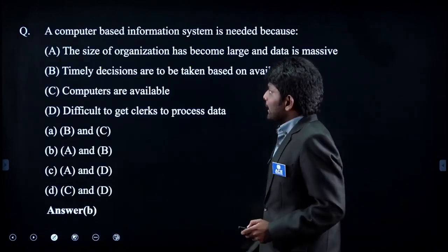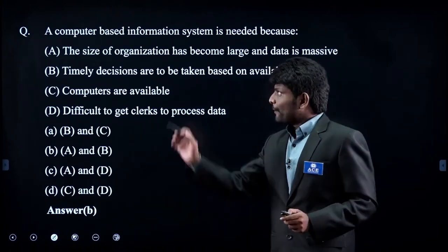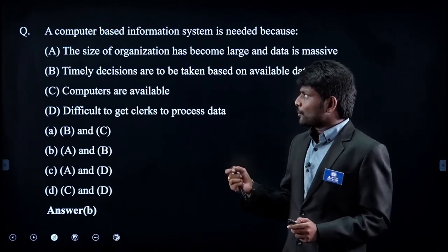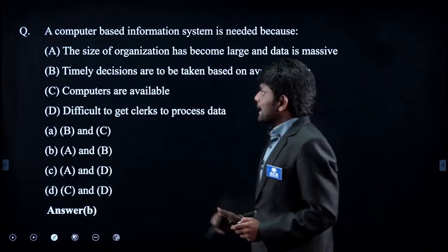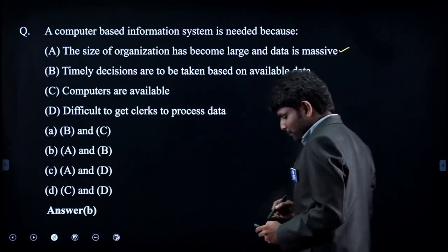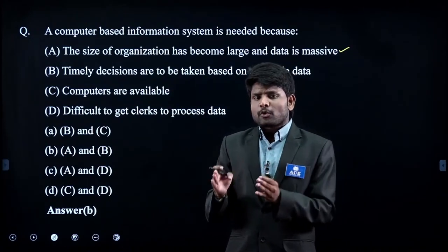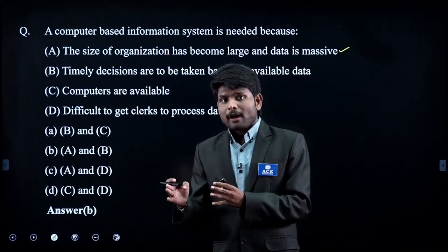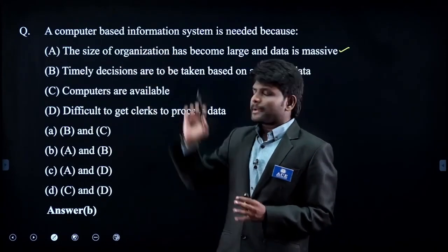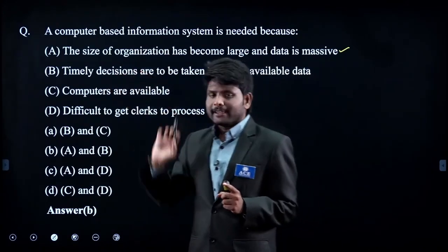A computer-based information system is needed because... what they are asking is, why do we need computer-based information systems? Let us understand each and every option and try to understand whether it can be the reason or not. The size of the organization has become large and data is massive. This is one genuine reason. When the data is massive, if mankind has to operate on that data, it may take more time or we can make human errors. But if you take help from computer-based information systems, then it will help to increase the accuracy and speed. Fine. So option A is very relevant.